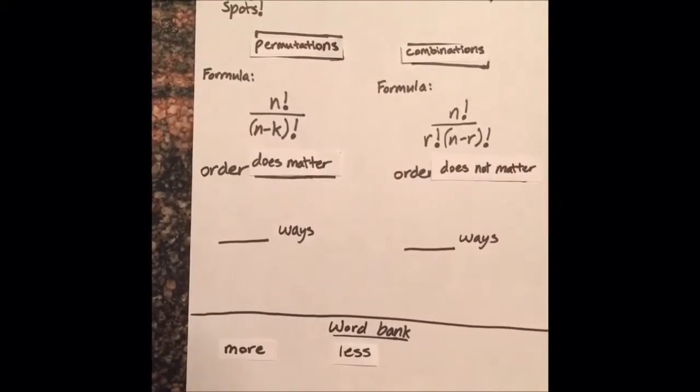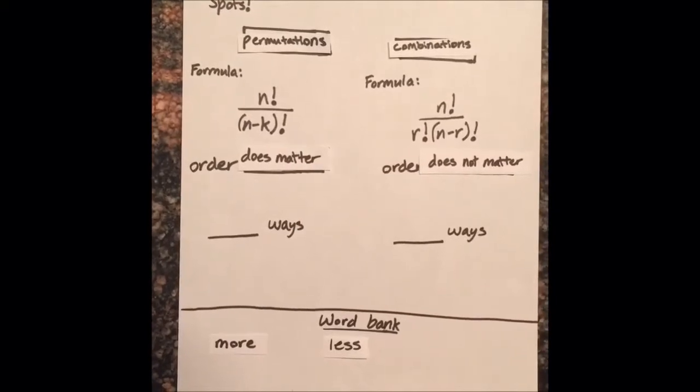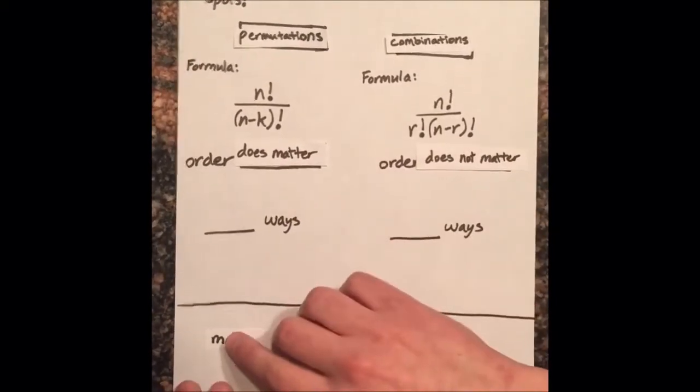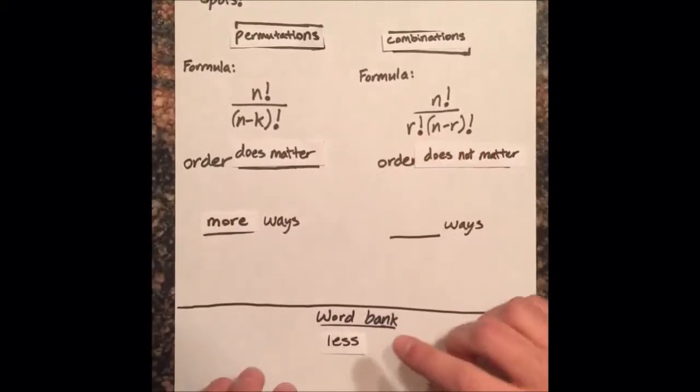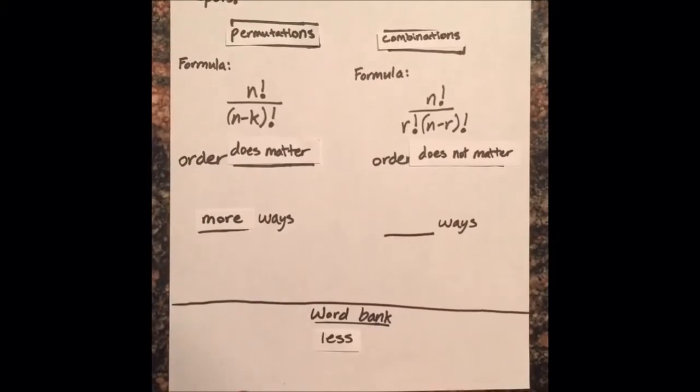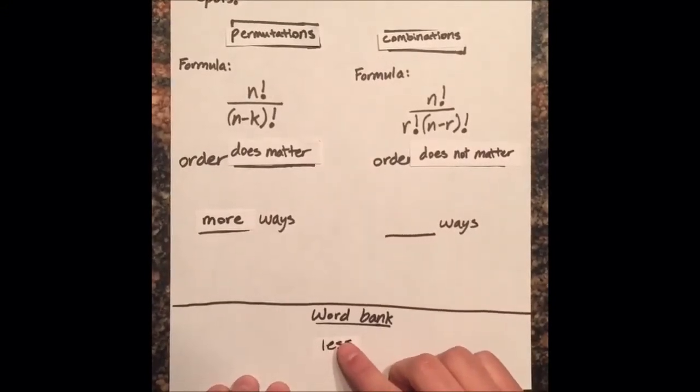Now, with permutations, are there more outcomes or fewer outcomes than in combinations? There are more outcomes. Why? Because the order makes it important. And in combinations, there are fewer ways.